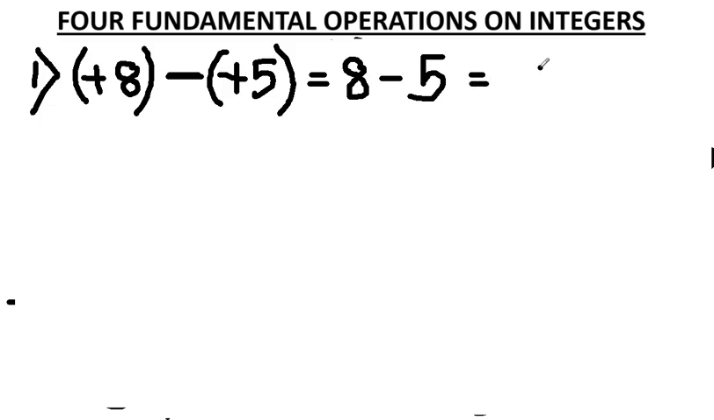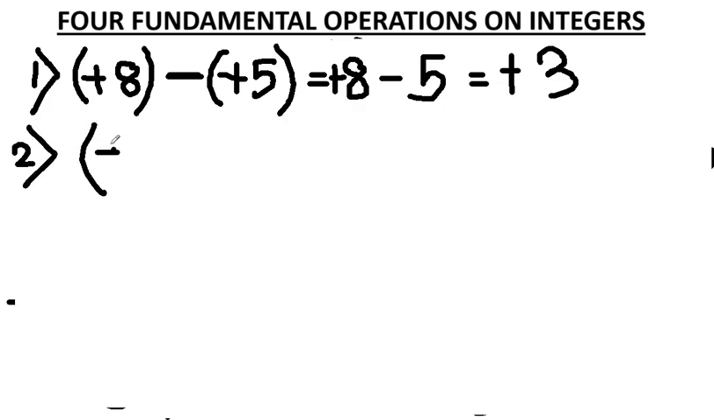When the signs are different, we subtract and we put the sign of the bigger number. So the bigger number is 8 and it has got a positive sign in front of it. So the answer is going to be positive 3. Next scenario would be positive 8, there is a negative sign and there is a negative 5.